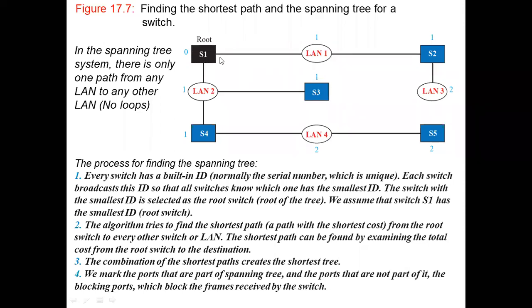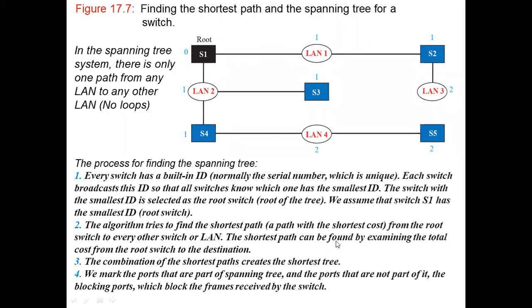Once we know the root switch, the second step, step number 2, is that the algorithm tries to find the shortest path from the root switch. Okay, it finds the shortest path, that is nothing but a path with the shortest cost from the root switch to other switches for the LAN. Okay, so the shortest path can be found by examining the total cost from the root switch to the destination.